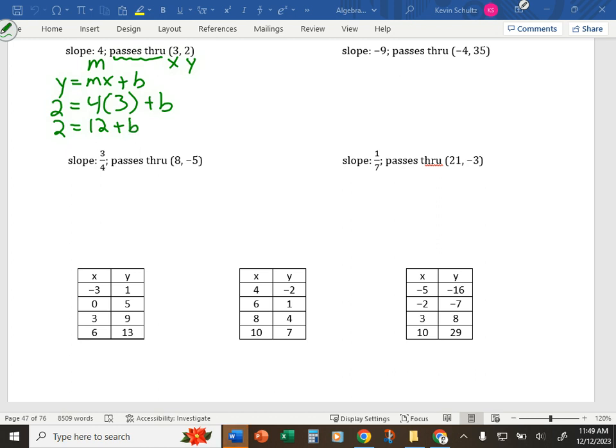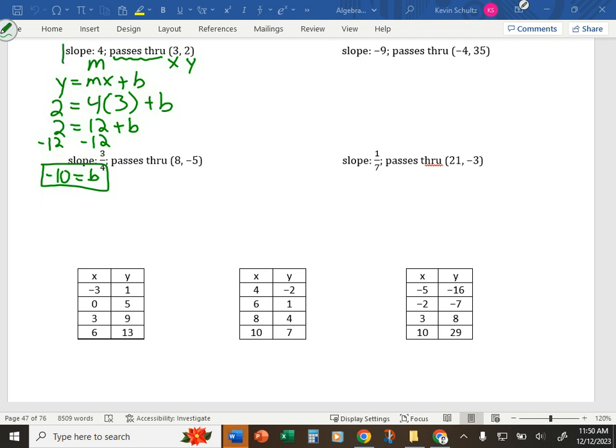How do we get b by itself? Subtract 12. It's a one-step equation. And 2 minus 12 equals negative 10. There's our b. Like I said, this is the hard part here. This is the bulk of the work because you have to solve for b. It's not given to you.